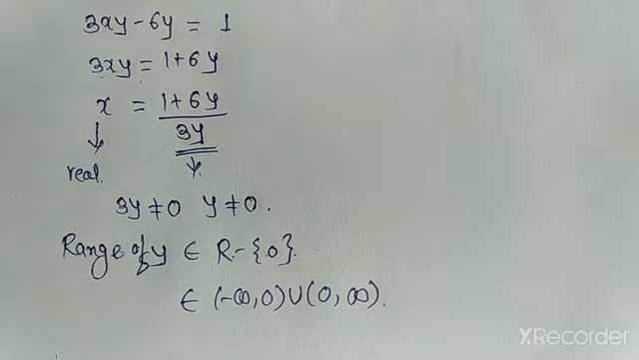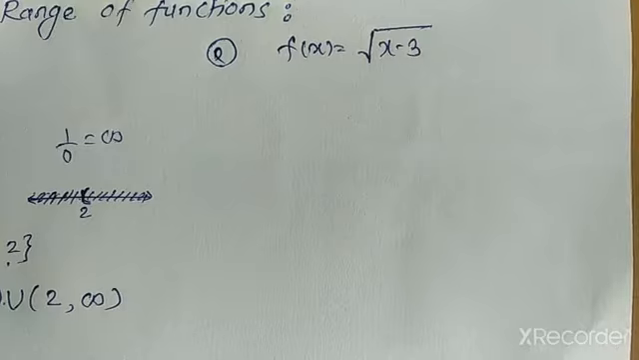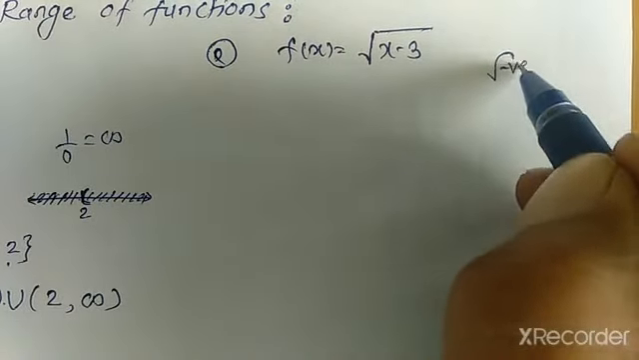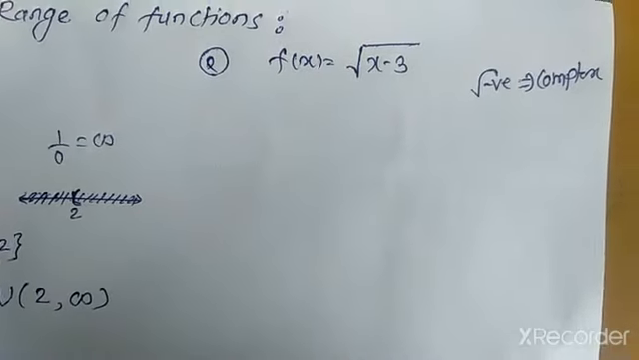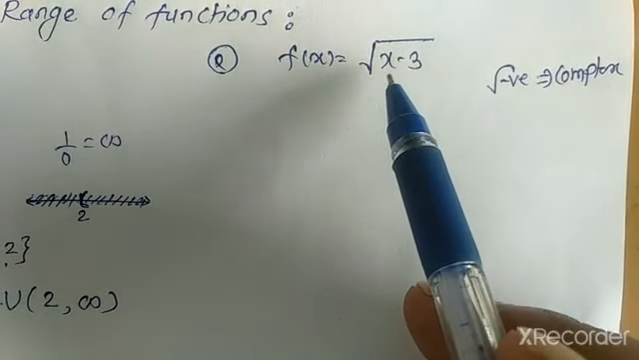Now our next example is f of x is equal to square root of x minus 3. As we know, the square root of a negative number is always complex, which is a complex number. Here we require only real numbers.